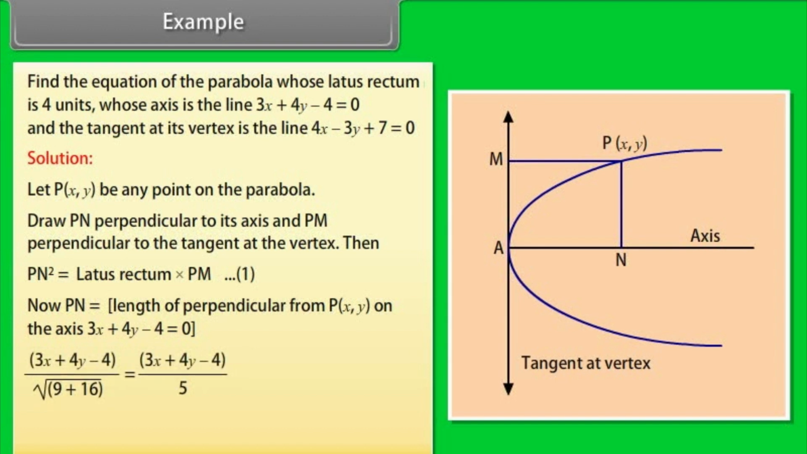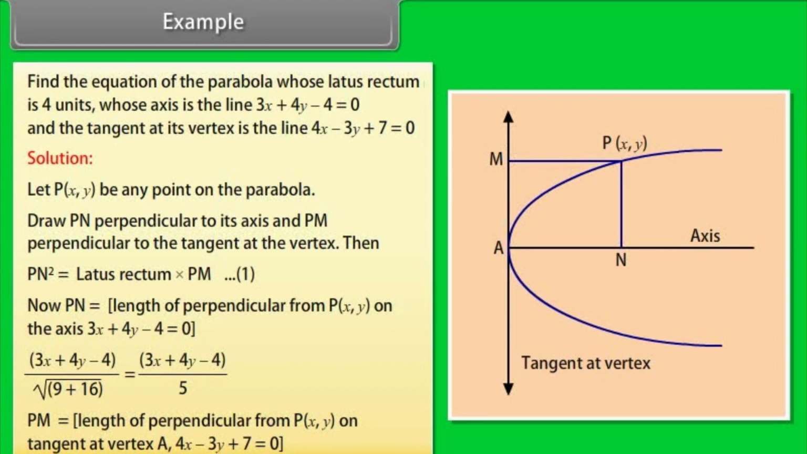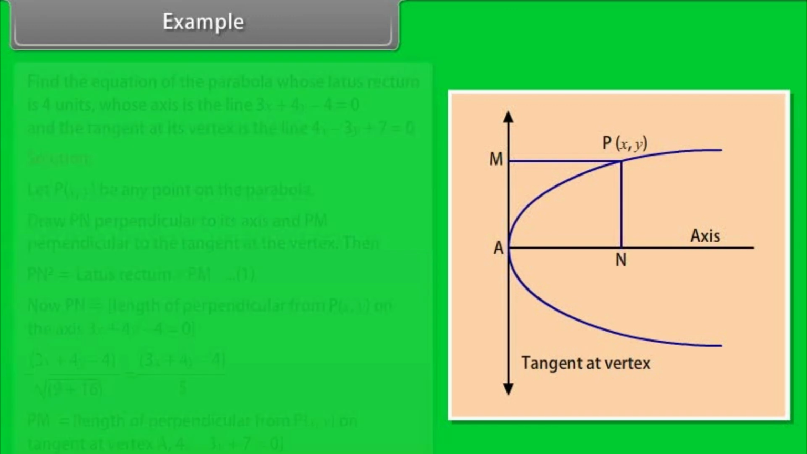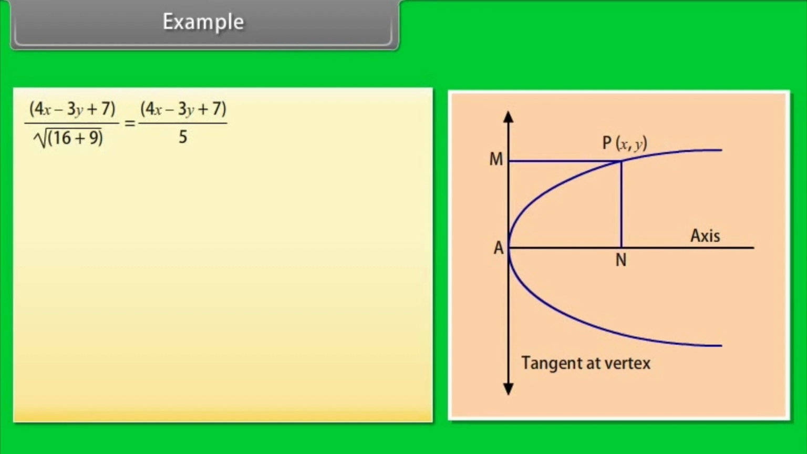PN is equal to (3x plus 4y minus 4) upon under root 9 plus 16, which is equal to (3x plus 4y minus 4) upon 5. PM is equal to the length of the perpendicular from P(x, y) on the tangent at vertex A, 4x minus 3y plus 7 is equal to 0. That is (4x minus 3y plus 7) upon under root 16 plus 9, which is equal to (4x minus 3y plus 7) upon 5. Latus rectum is equal to 4.